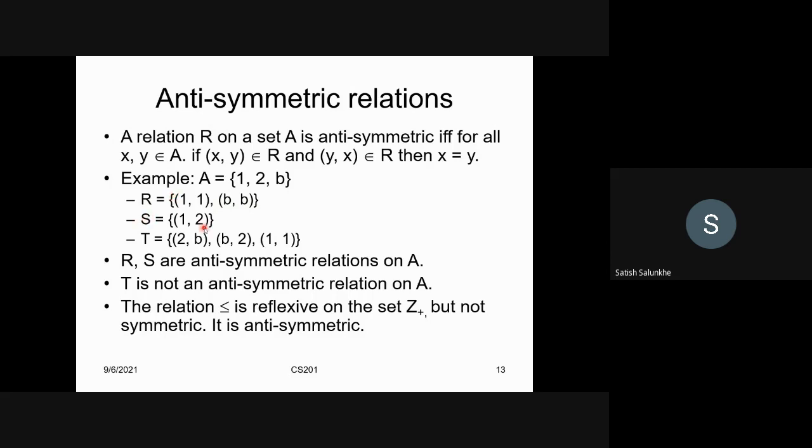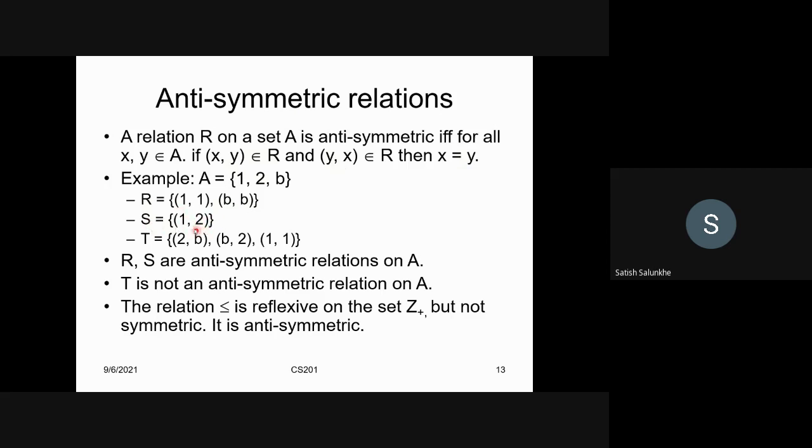If you take relation S, when will the condition be violated? When x comma y belongs to R and y comma x belongs to R and x and y both are not same, then the condition is violating. If x comma y belongs to R and y comma x does not belong to R, we don't bother. By default, the relation is antisymmetric. It will fail only when x comma y belongs to R and y comma x belongs to R and x and y are not same.